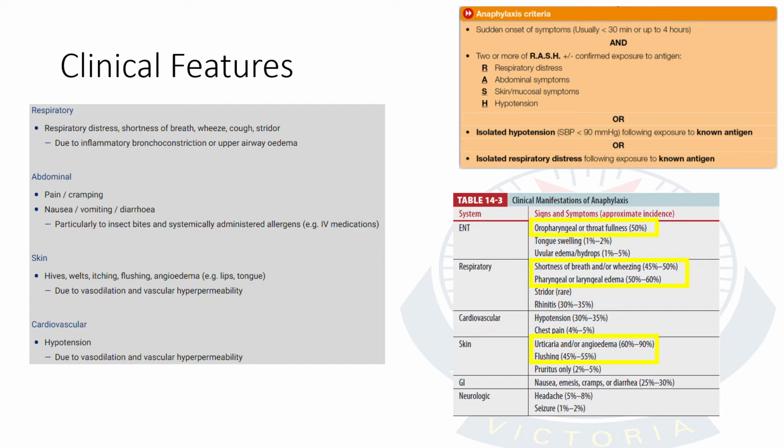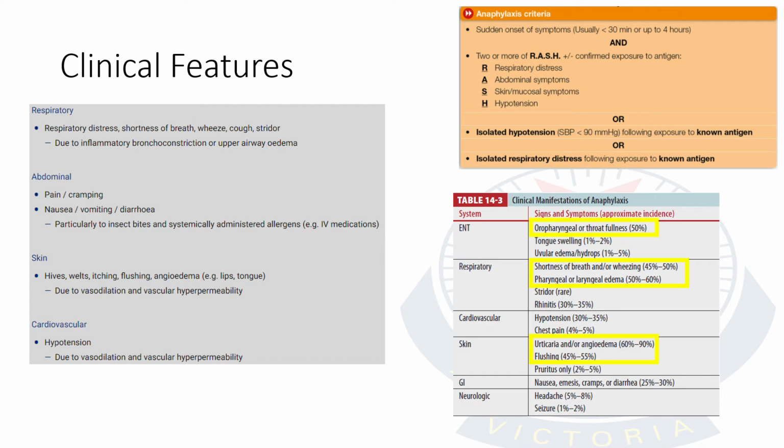So R is the respiratory distress, shortness of breath, stridor, or wheeze. A is abdominal issues, meaning abdominal pain, nausea, vomiting, or diarrhea. S are skin issues, so examples would include hives, welts, angioedema. And H is the hypotension seen from vessel dilation. People can also be treated for anaphylaxis if they are suffering from isolated hypotension after exposure from a known antigen, or isolated respiratory distress post known antigen exposure.